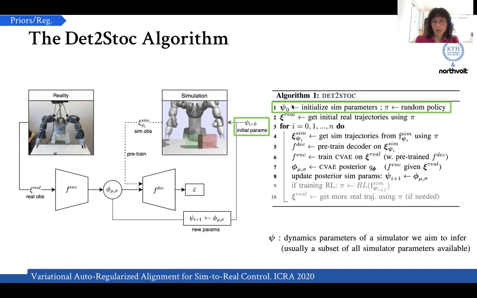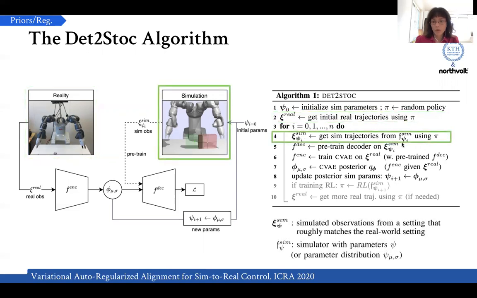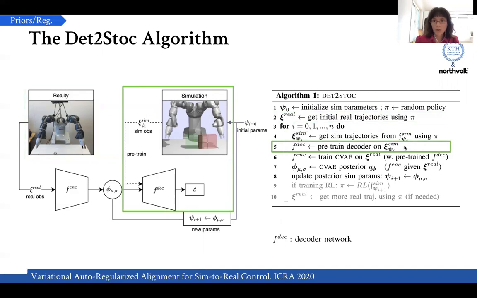We initialize the parameters in an uninformed way, with some default distribution at the beginning. Then we use either a random policy or a policy trained with RL on this initial uninformed distribution to collect a set of real trajectories. For now, we set these real trajectories aside and collect a lot of simulated trajectories, and then pre-train the decoder to output what we would expect the simulator to output.